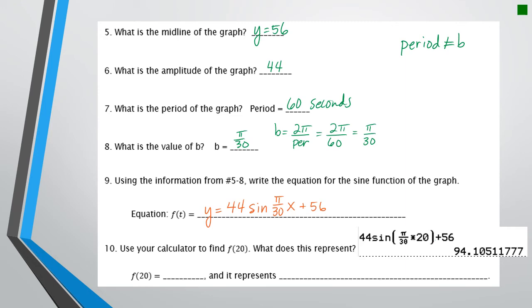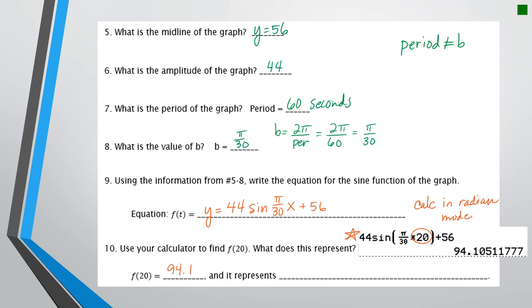Question 10 asks us to use our calculator to find f of 20. So over here, where I'm going to put this orange star, that's how you should type it into your calculator, but there's one catch, and that is that your calculator needs to be in radian mode. If your calculator is not in radian mode, you're going to get the wrong answer. So what this is telling you is that if you plug in 20 for your x, which is this 20 right here, it's going to give you 94.1. So that's f of 20.